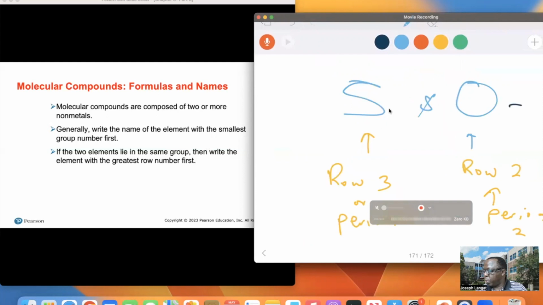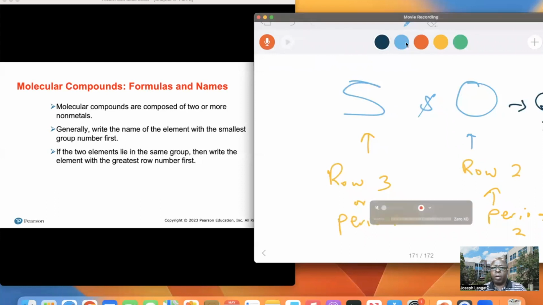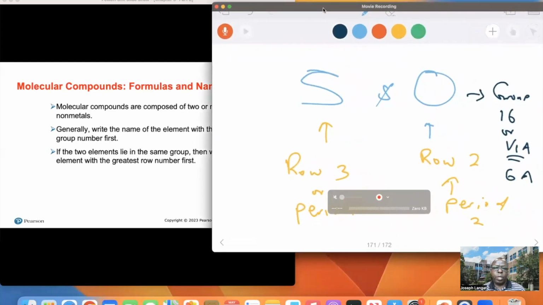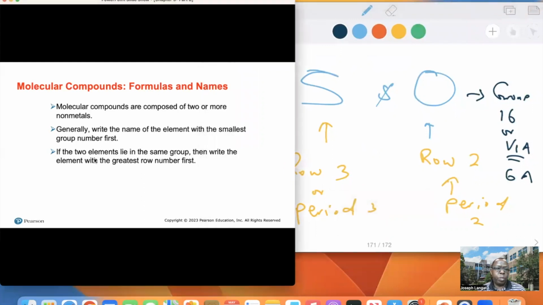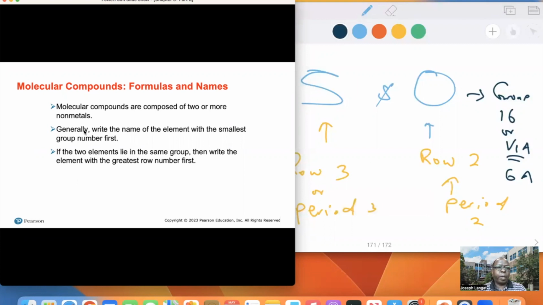This is in group 16, or 6A. 6A is the same thing. They lie in the same group. So the one with the greatest row number is written first, because row 1, row 2, row 3, in writing the correct formula for molecular compounds.